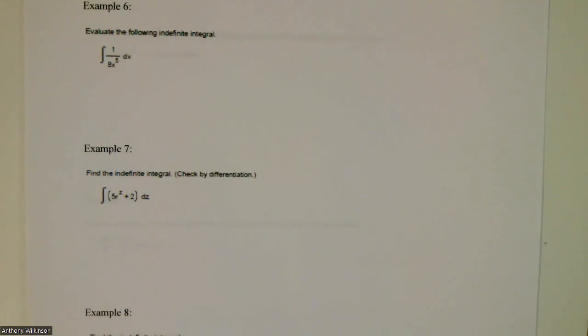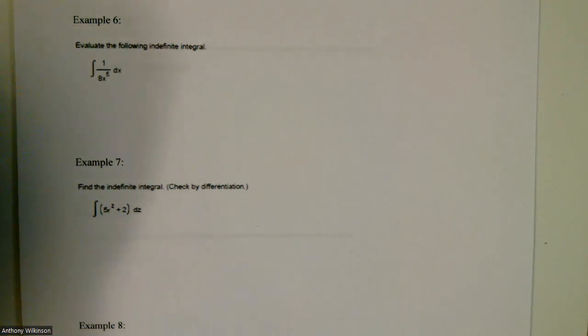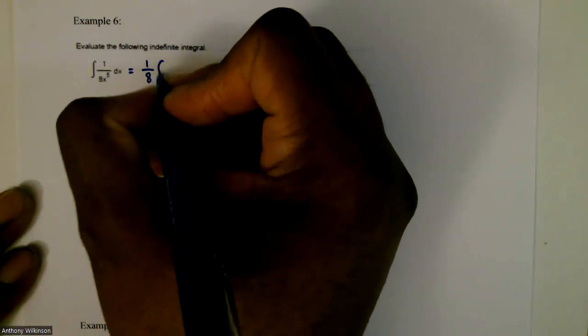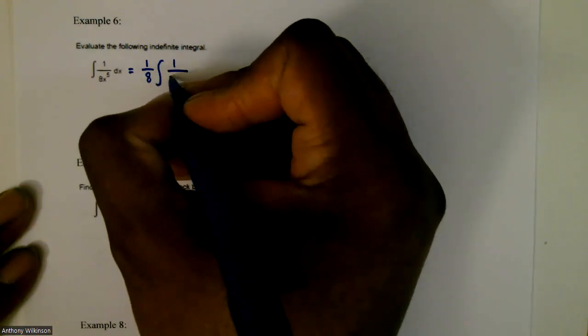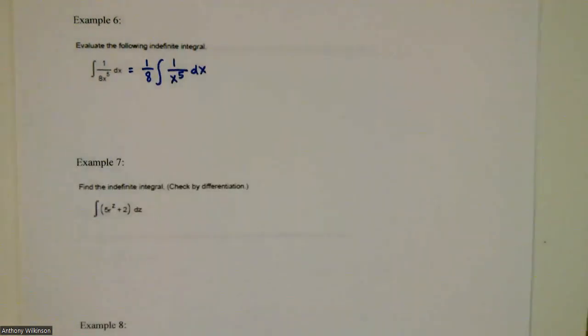All right, on the next page, I have example 6. Let's say we've got the integral of 1 over x to the 5th dx. Well, notice we've got the 1/8. That's a constant. Would it be best to go ahead and pull that 1/8 out in front of the integral sign? So it'd be 1/8 times the integral of 1 over x to the 5th dx.